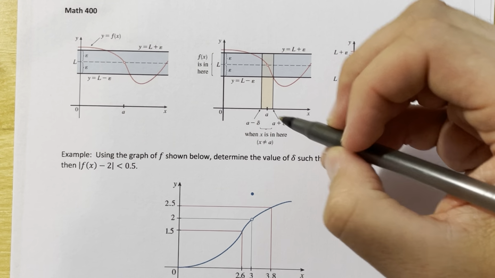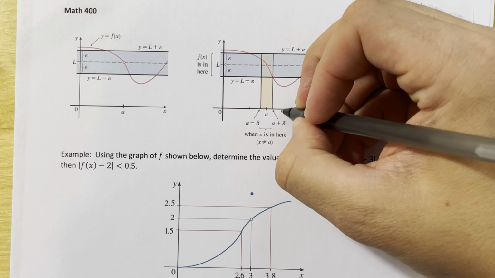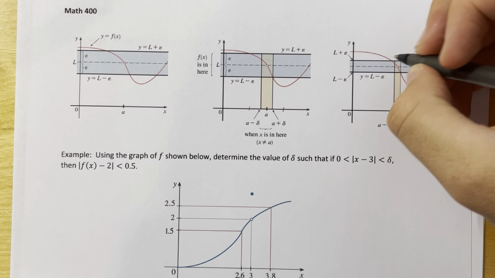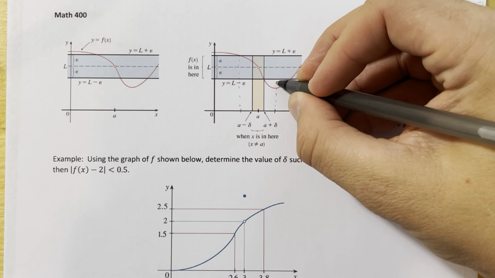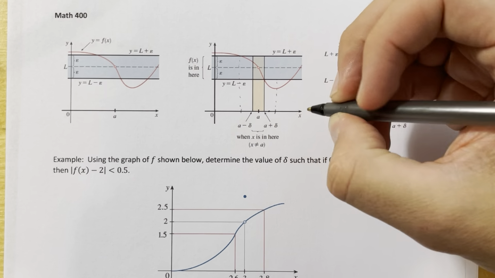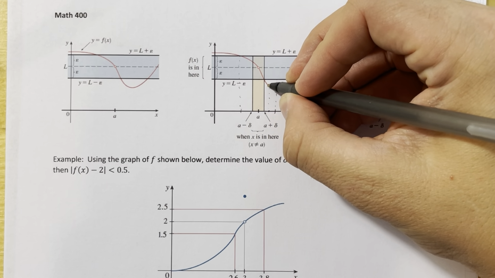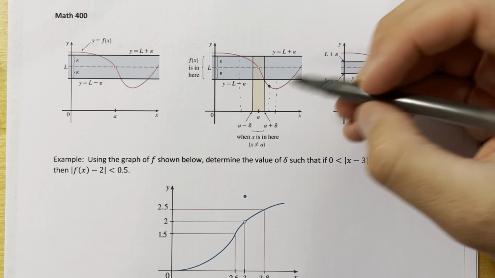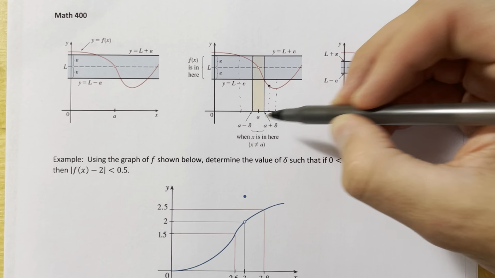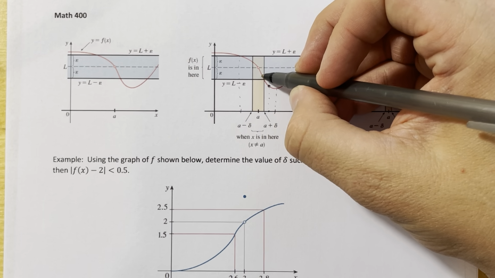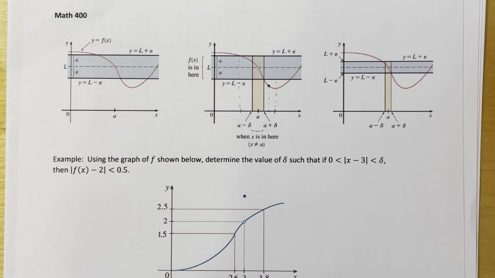Notice if delta is made too large. What if I put delta out here? I widened that interval, right? Well, if that's the case, then some of the points in that interval are going to give me points on my curve that lie outside of that strip. So delta has to be made small enough so all of the points in here lie inside that strip.